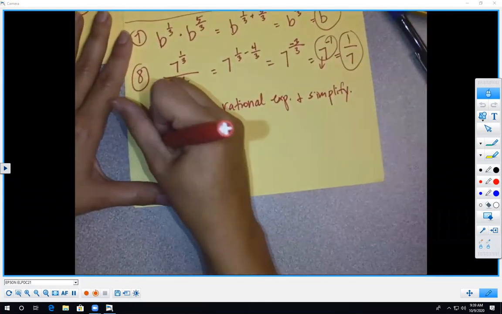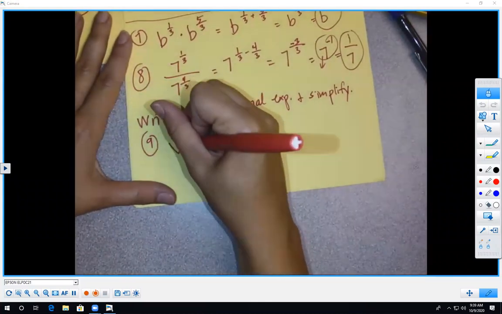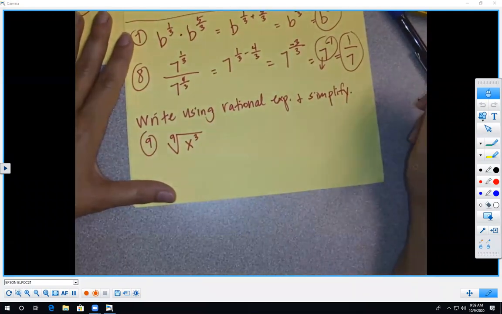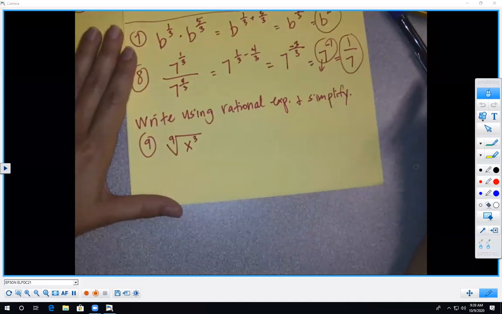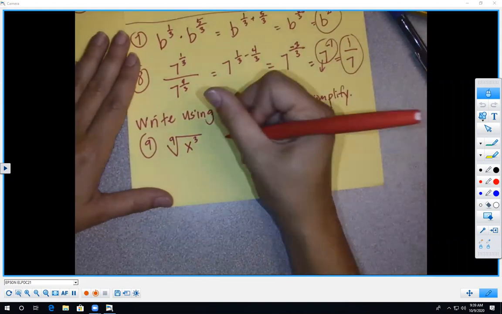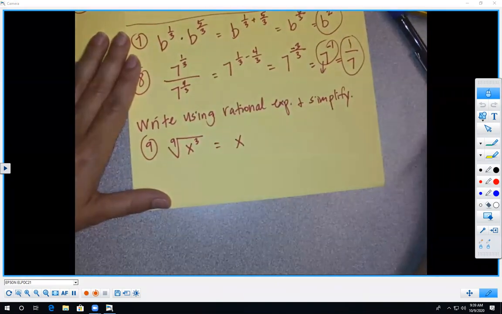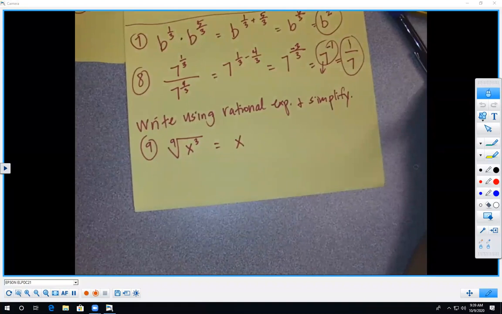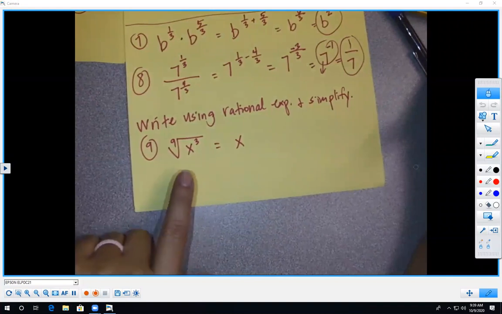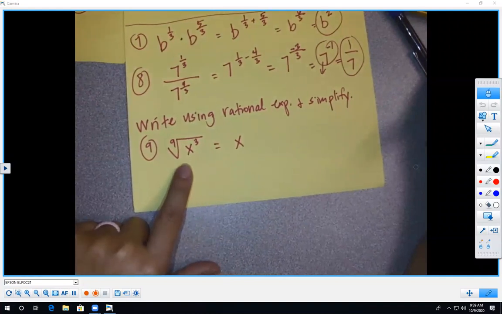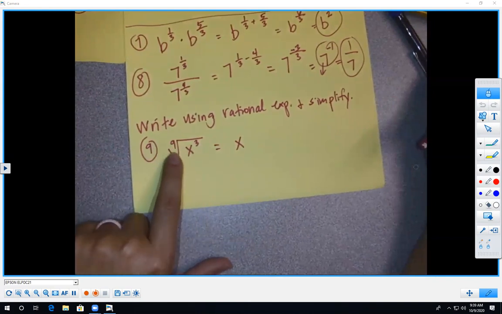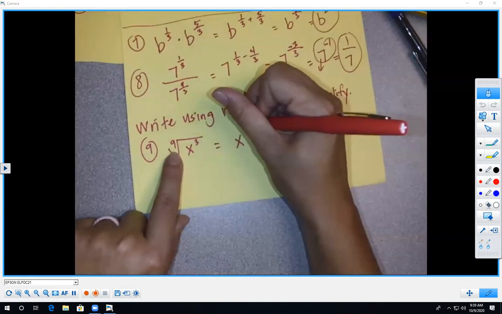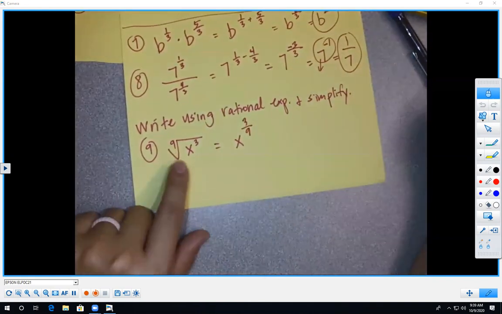Okay, so if we had the problem, the 9th root of x to the 3rd power, we want to write that using rational exponents. My base is x. The exponent is going to be a fraction. The number on top is going to be the power that it's raised to. The number on bottom is going to be the root. So what would be the fraction here? 3 over 9, because the power is the 3rd power. The root is the number 9. It's the 9th root, so it's going to be 3 over 9.